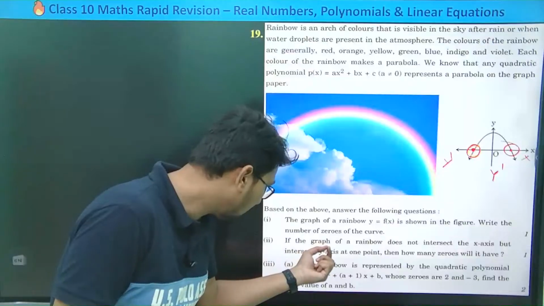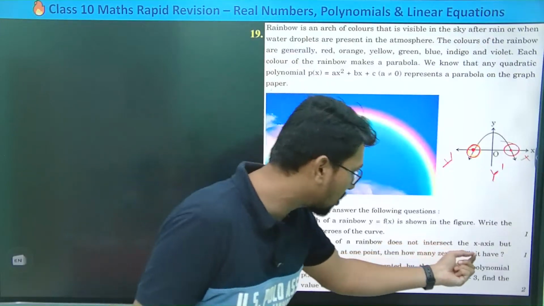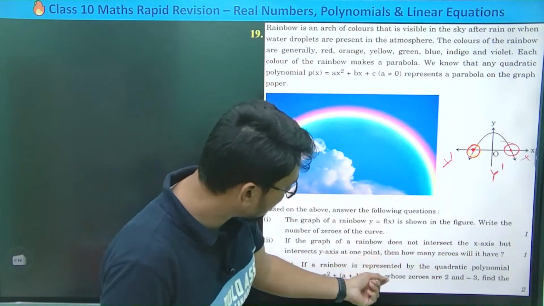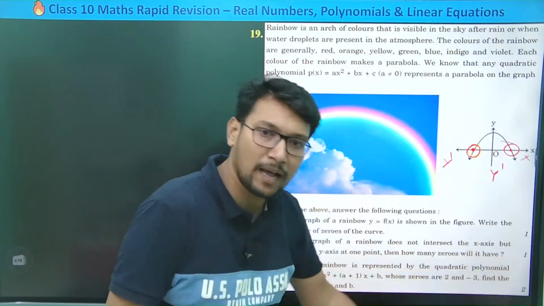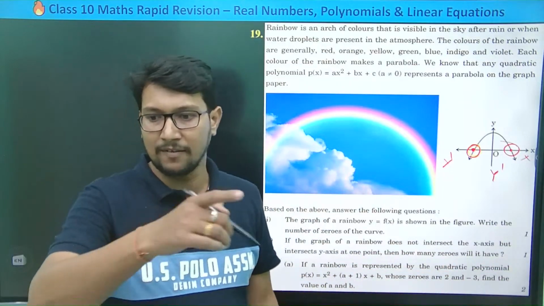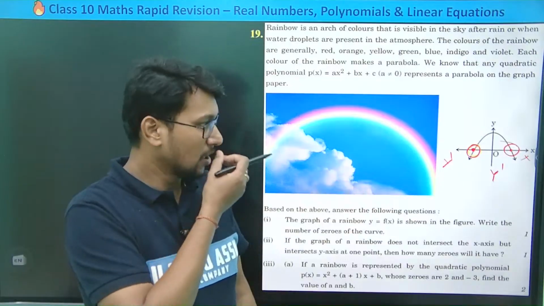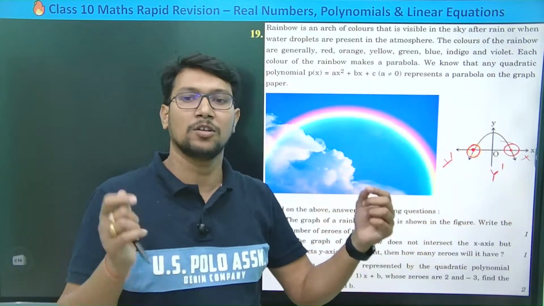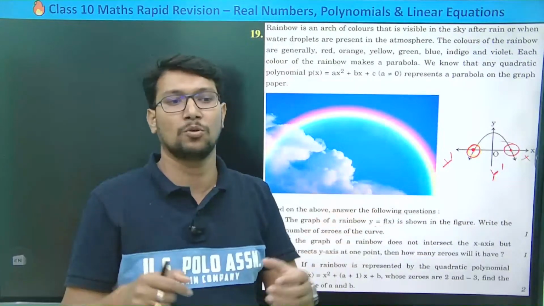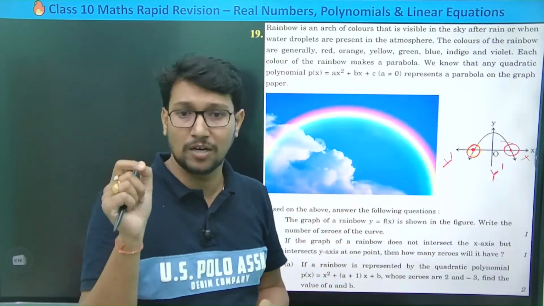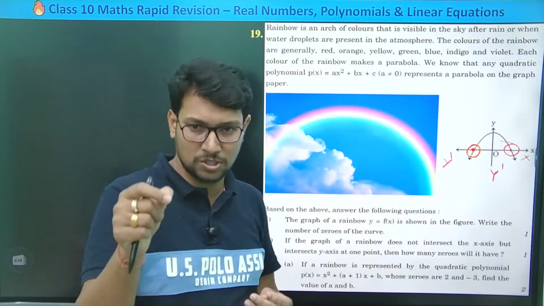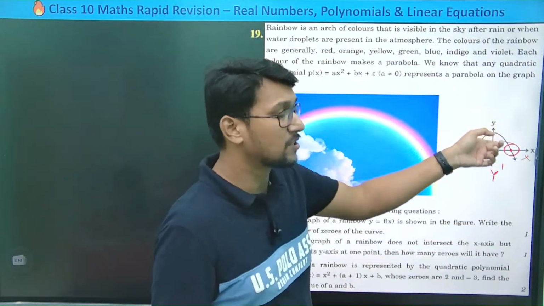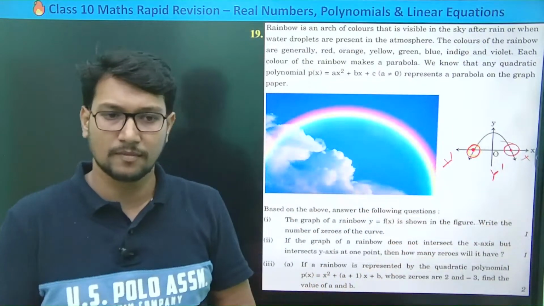If the graph of the rainbow does not intersect the x-axis but intersects the y-axis at one point, then how many zeros will we have? I have already asked the same question in the previous question. If it asks only about the y-axis, then the number of zeros is 0, because zeros do not depend upon the graph's intersection with the y-axis.